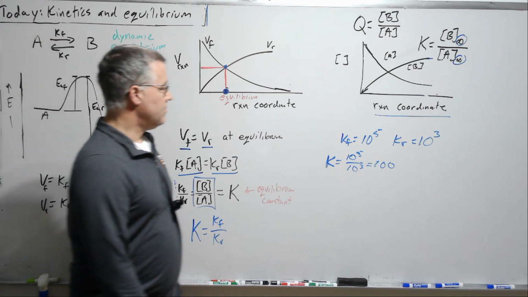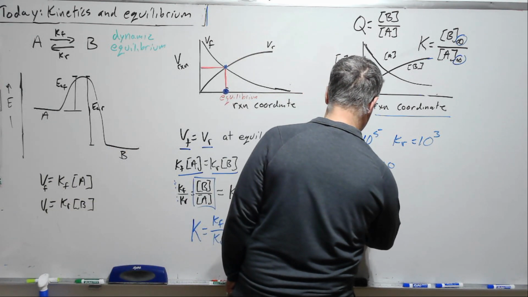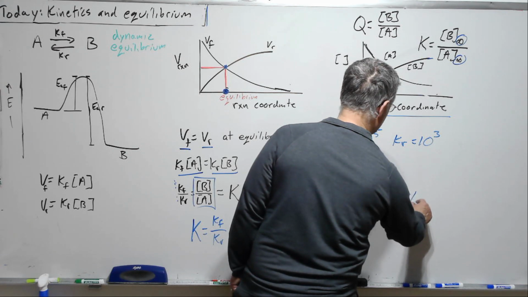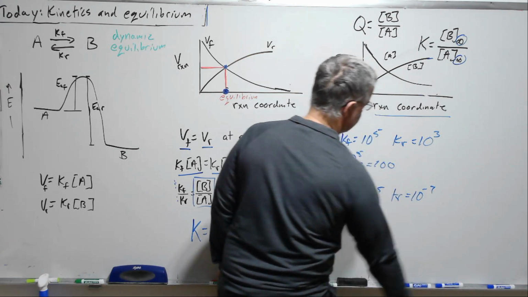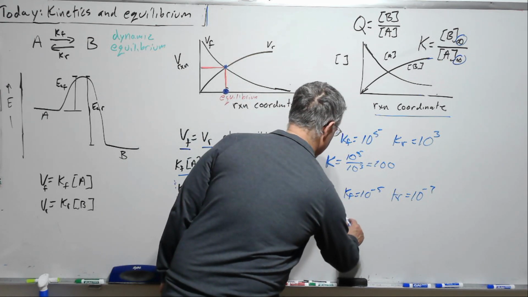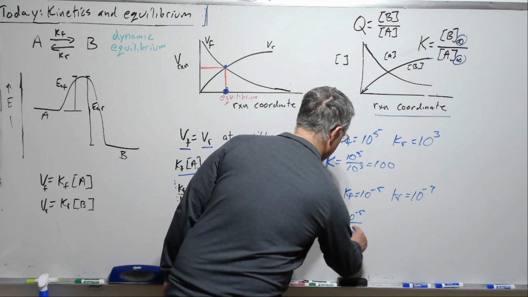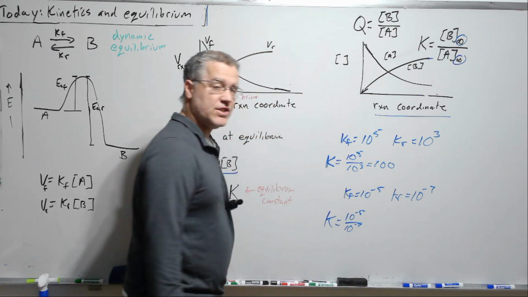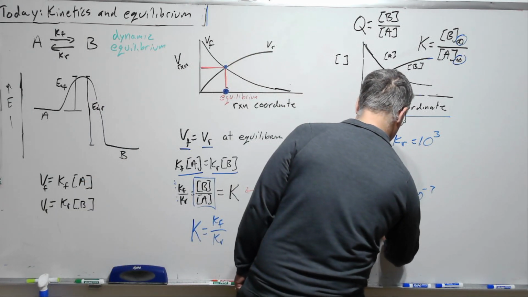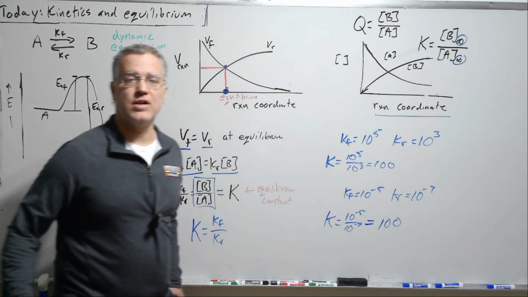So we would have an equilibrium constant of 100, and we would get to equilibrium very fast because our k's are big. But now let's say k forward was 10 to the minus 5, and k reverse was 10 to the minus 7. Then K is going to be 10 to the minus 5 over 10 to the minus 7. Very slow reactions, but we still get 100.